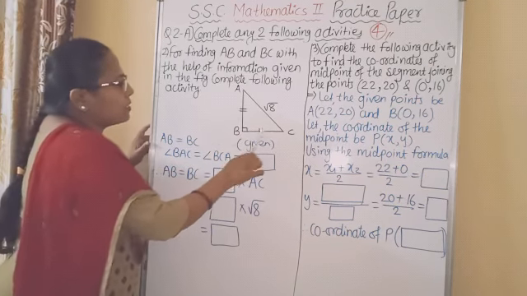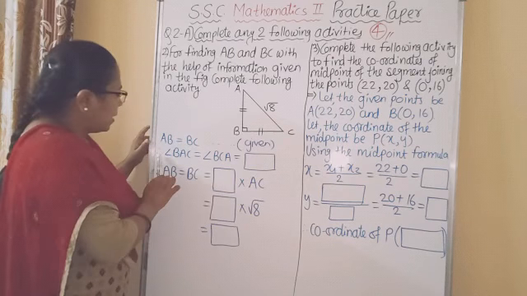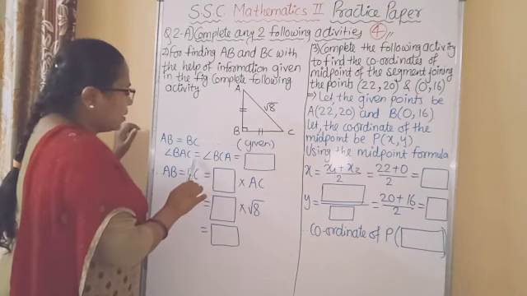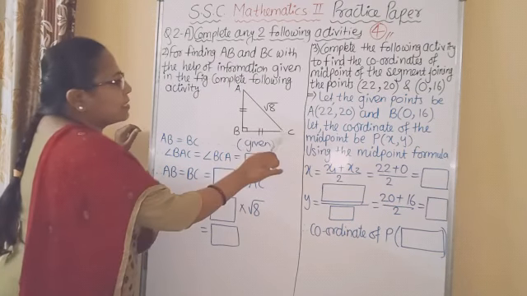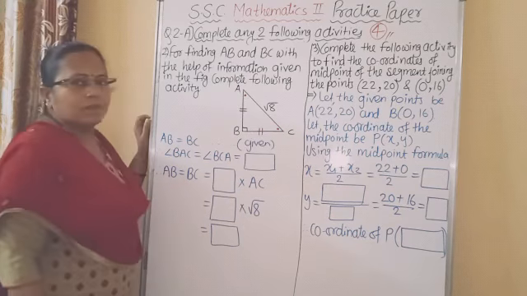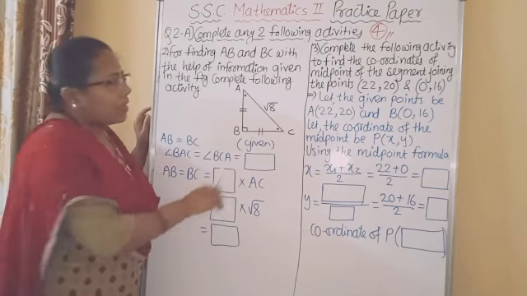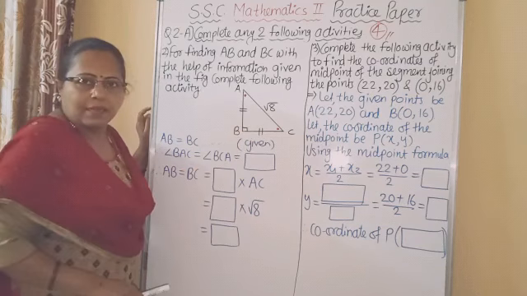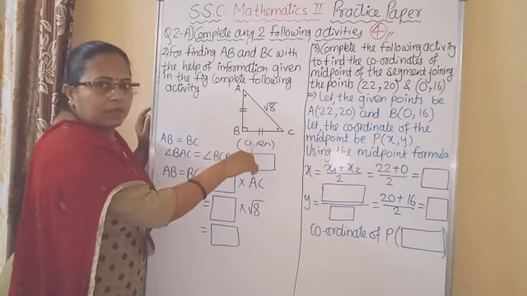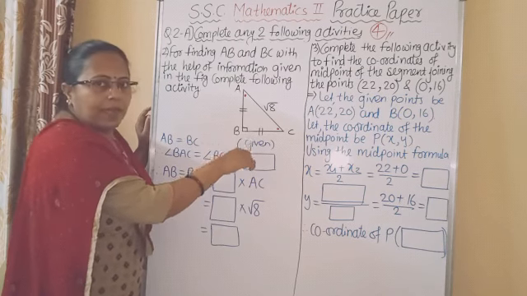AB equal to BC, which is already given. So the reason is given. Therefore, angle BAC equal to angle BCA. That means these two angles are equal. Now this is a right angle triangle. In this right angle triangle, two sides are equal. That means this is an isosceles right angle triangle.